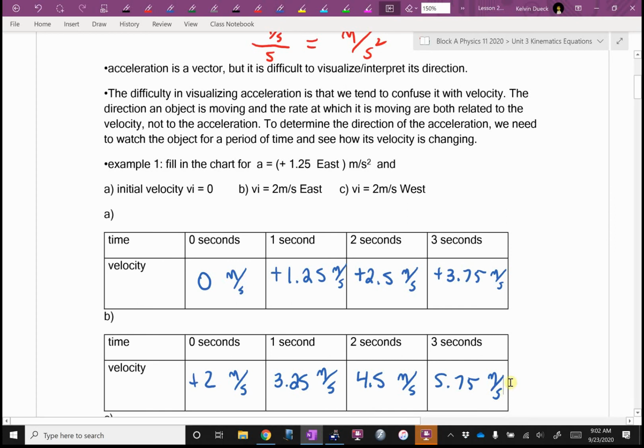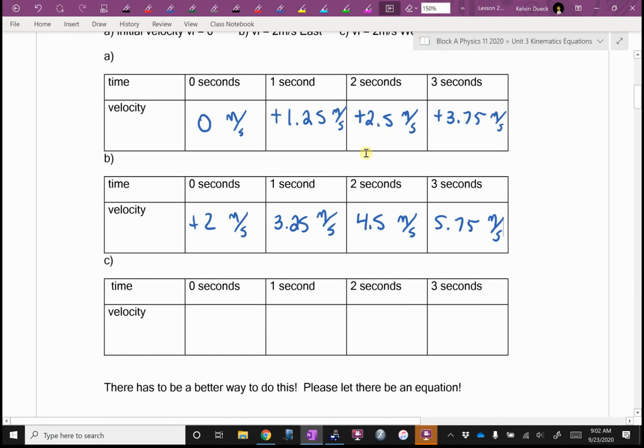C is more interesting. C. Nick, can you read me how fast we're traveling according to part C? What would be a clever, easy way to represent west? We're going -2. So I'm going to scroll down a little bit. So I don't have all the numbers in front of me, but you folks do. So we're starting out at -2 meters per second. But what's our acceleration, Nick? Positive 1.25.